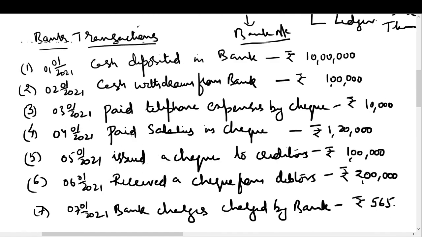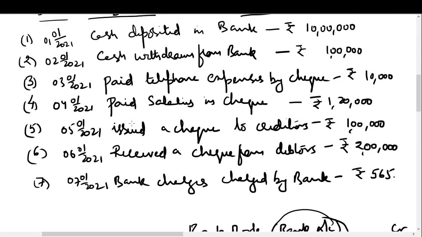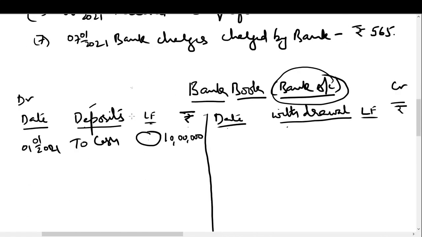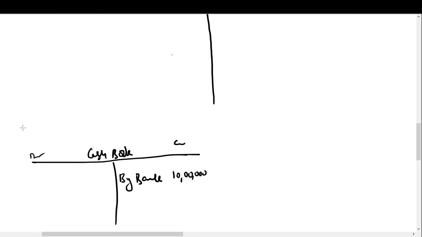Next, 2nd January 2021, cash withdrawn from the bank rupees 1 lakh. Now we have an opposite transaction. We are withdrawing cash from the bank, rupees 1 lakh. So how do you record it? This is a withdrawal of cash. So on 2nd January 2021, I will write 'by cash' here. I am withdrawing rupees 1 lakh. If you remember, when you withdraw cash from the bank, cash is coming into the business, so cash would be debited and bank account would be credited. So bank account is credited here automatically and cash account should be debited. I will go to the cash account and here I will write 'to bank'.